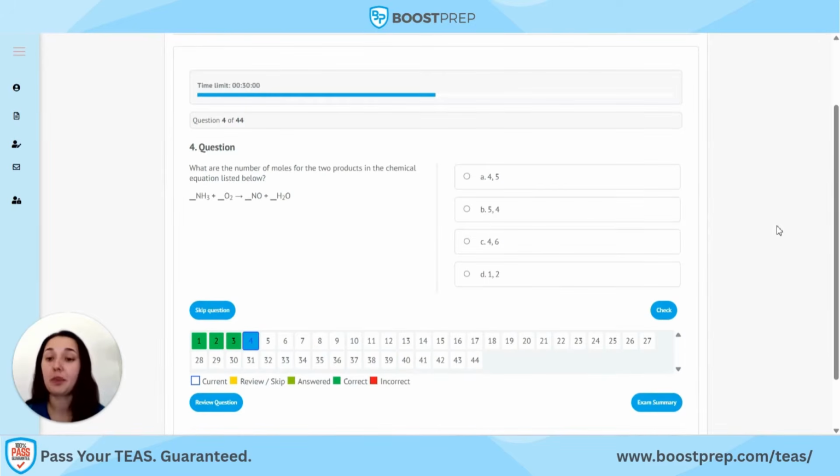Question number 4. What are the number of moles for the 2 products in the chemical equation listed below? A. 4 and 5. B. 5 and 4. C. 4 and 6. D. 1 and 2.